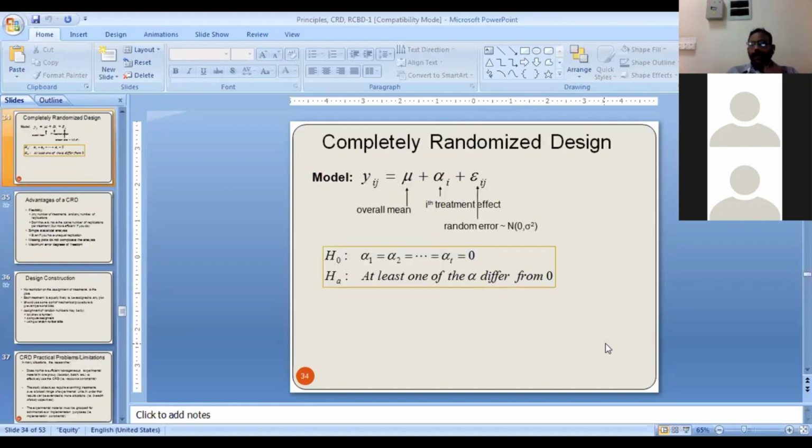So this is the formula for a completely randomized design. This is not a formula, this is called a model, right? This is the model for a completely randomized design. We have seen this also.